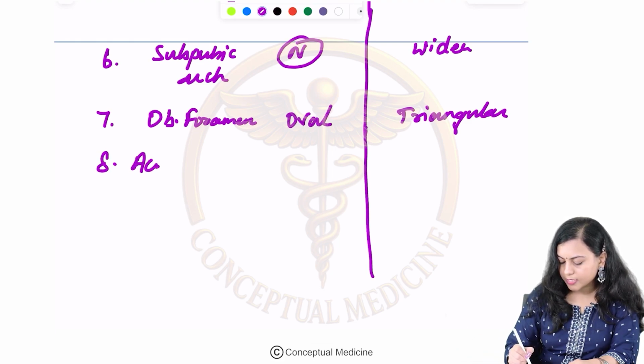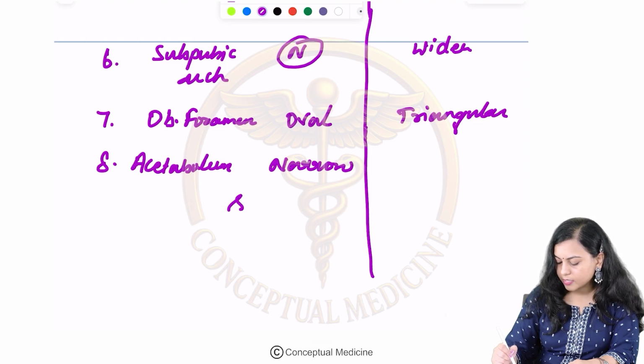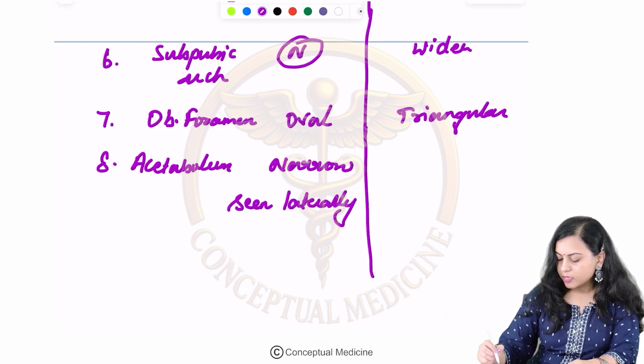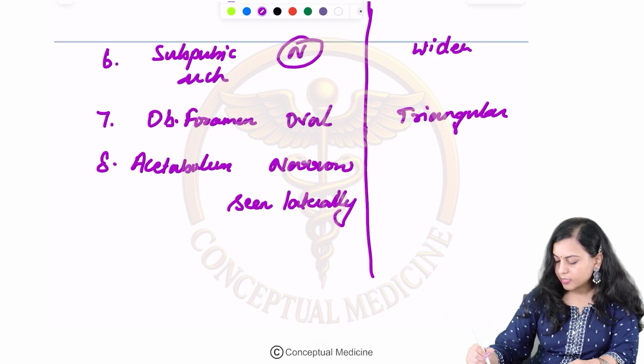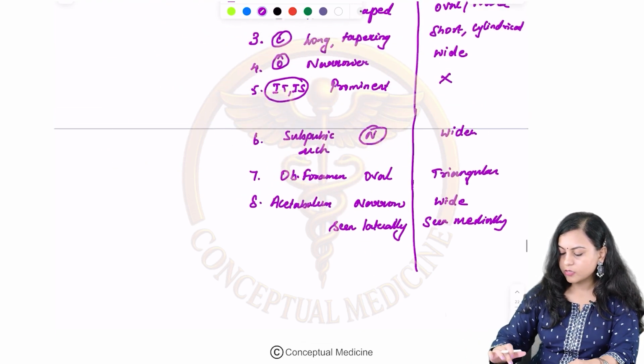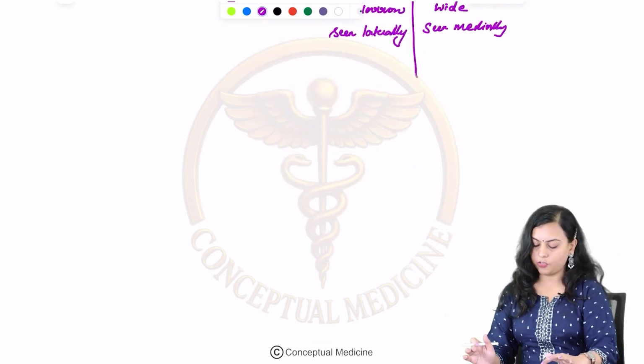Next, about the acetabulum. In males, it is narrow and it is seen laterally, whereas the acetabulum in females is wide and seen facing medially. Okay, so this difference also we should know.